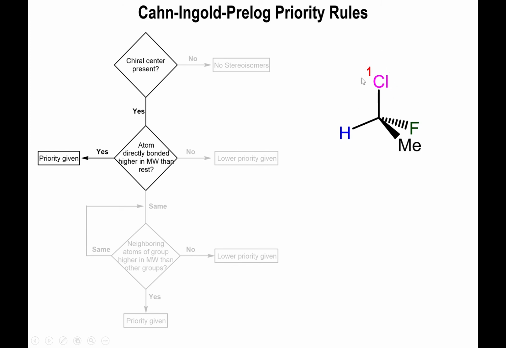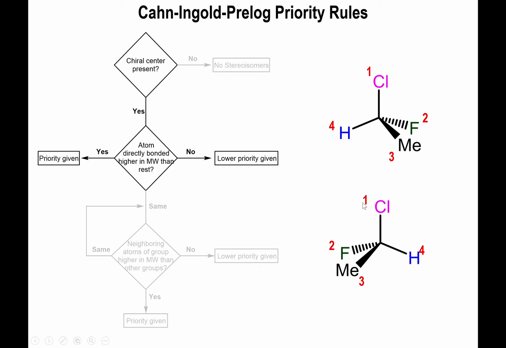That is the highest priority. After that, fluorine follows because that's 19. Carbon is only 12, but carbon is still higher in priority than hydrogen, which is only 1 gram per mole. So this is how you assign the priorities. And as you can see, the flowchart is kind of an afterthought, but I'm going to keep it here just to give you an idea of how we are analyzing the molecule.